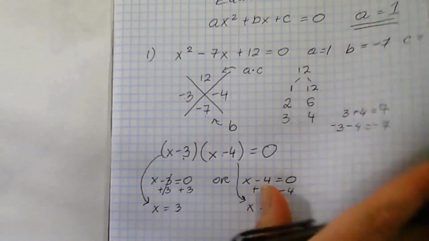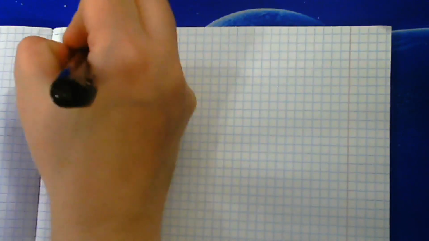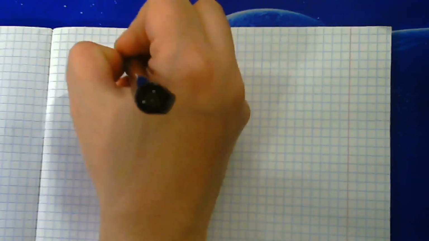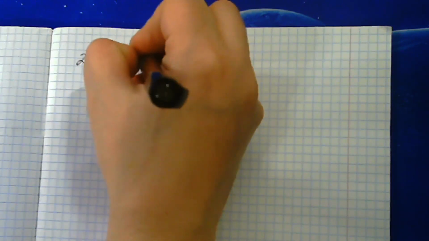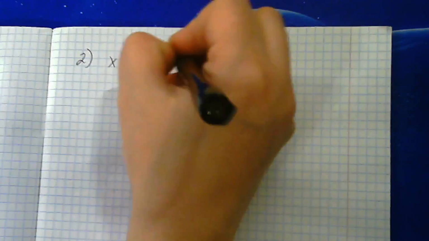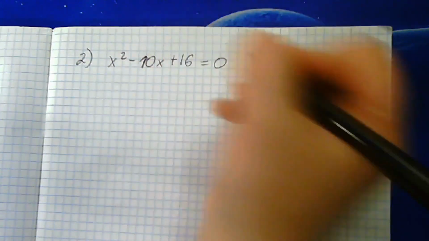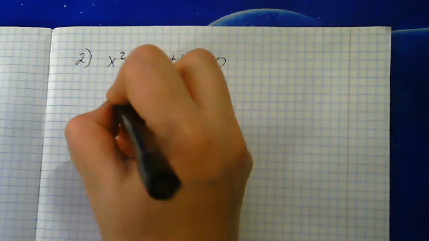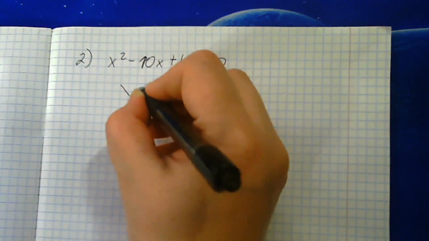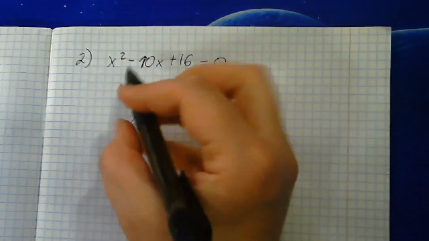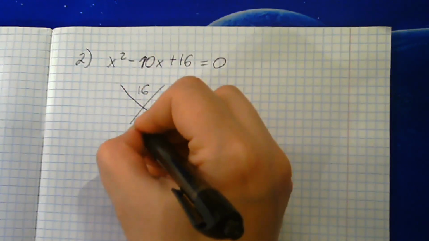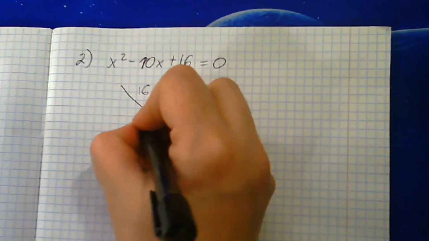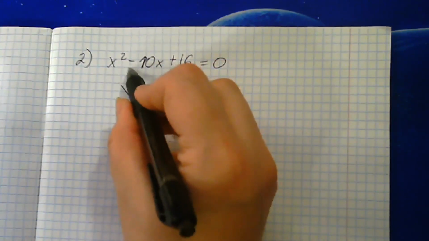All right, so let's try one more. The second example will be x squared minus 10x plus 16 equals 0. Okay, what do we do? A times c. What's a times c? 1 times 16, that's 16. And then over here it's only b, and remember it's negative 10.